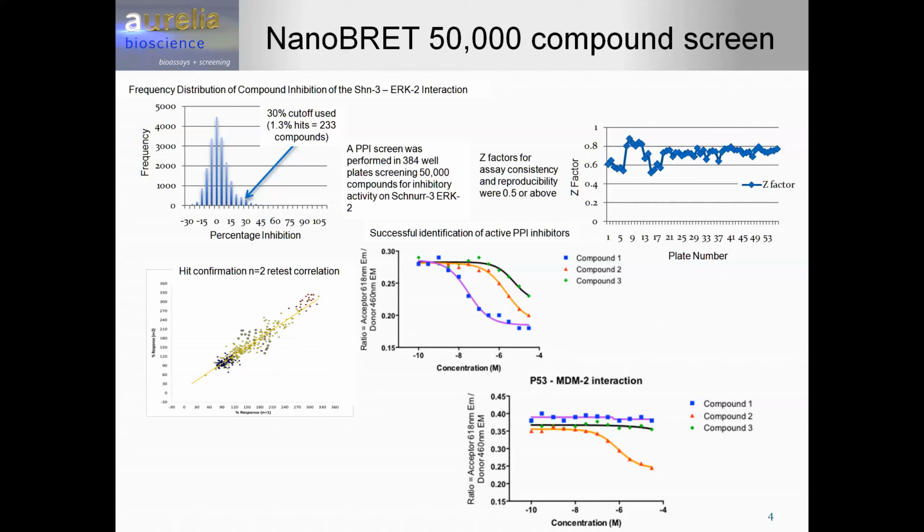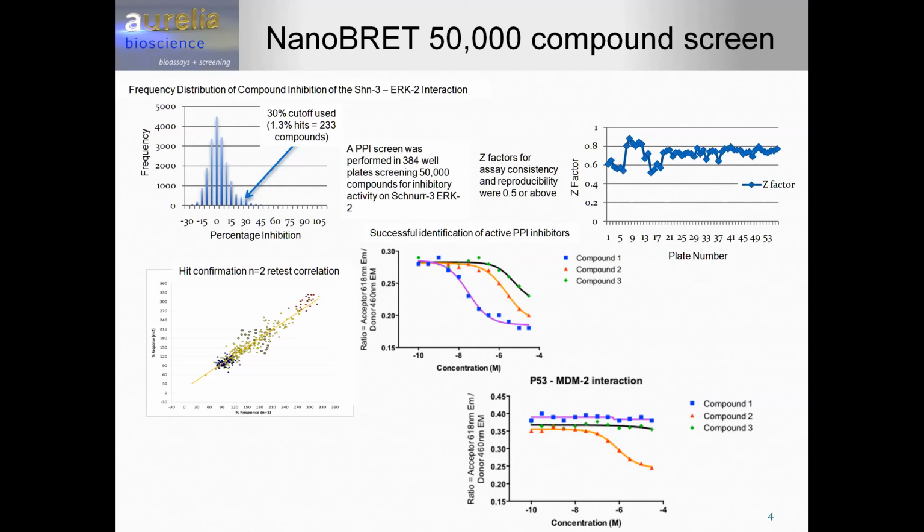Top right-hand side, you can see the Z factors. So in general, apart from a few blips at the beginning and partway through the screen, we ended up with Z factors that were around about 0.7, but all of them were above 0.5 and therefore acceptable. And then in the middle, you'll see that there were 3 compounds in this case that we identified that showed activity in terms of inhibiting this protein-protein interaction.